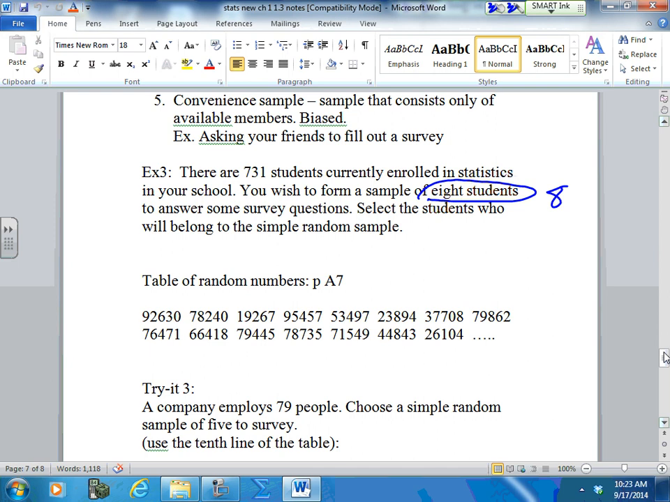You have a table on A7. I want your first 8 students. Out of 731 students, I want the number of the 8 students that you're selecting. You should all get the same, so everybody needs to work on this. I'll figure it out. We did one together before. You figured this one out.